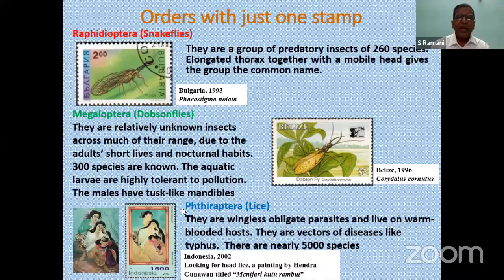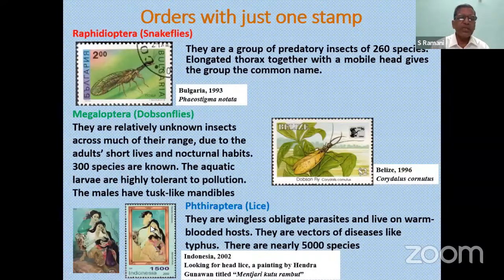If you look at Phthiraptera, or lice, actually no stamp has been produced with the insect itself featuring on it, but Indonesia used a painting. This painting is by a very famous painter called Hendra Gunawan. This is the original painting, which you can see here, and this painting has been depicted on the stamp here. Actually, it is called Looking for Head Lice.